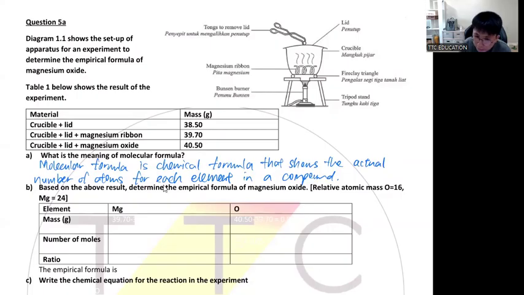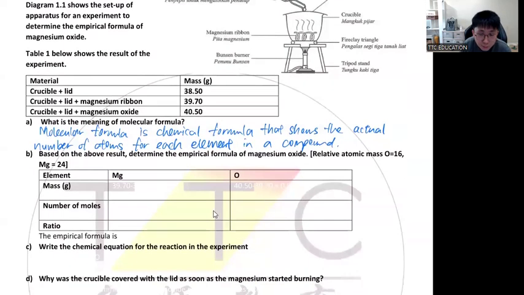Okay, so by doing this, guys, I think you can do it yourself for the empirical formula. So just a quick one, okay? To find the magnesium oxide empirical formula, make sure in the exam, again, the table is not provided. Element, mass, number of mole, ratio, all not provided, must do it yourself. Okay, so to find the mass of magnesium, we take 39.7 minus 38.5. To find the mass of oxygen, 40.5 minus 39.7.